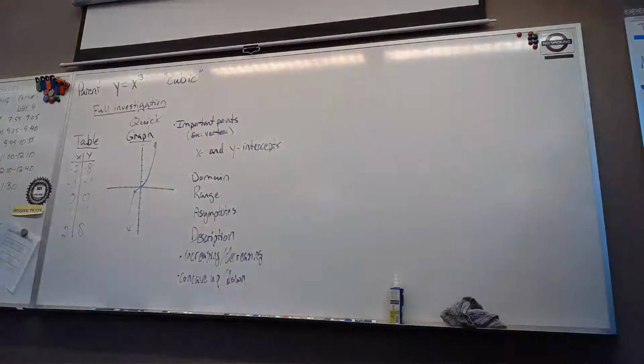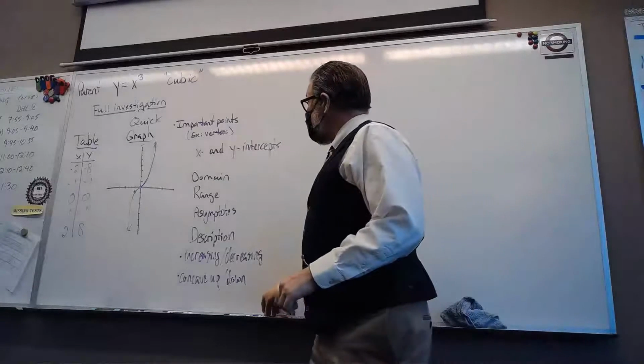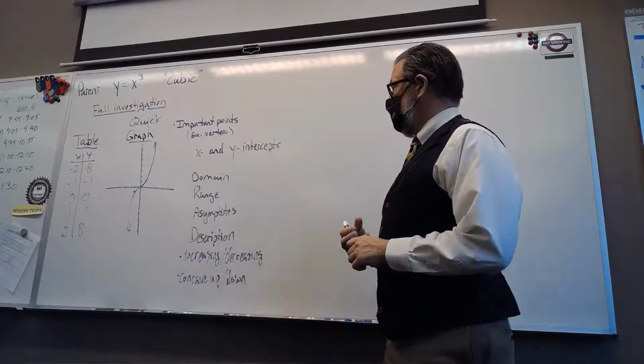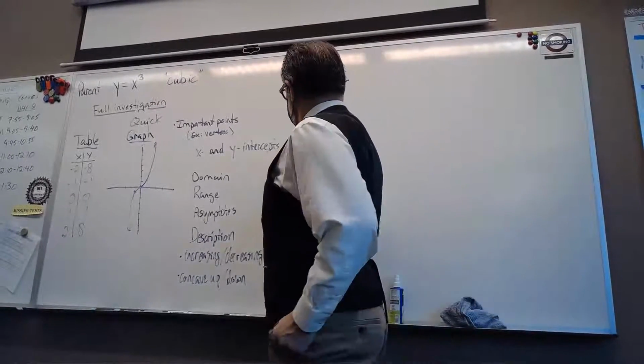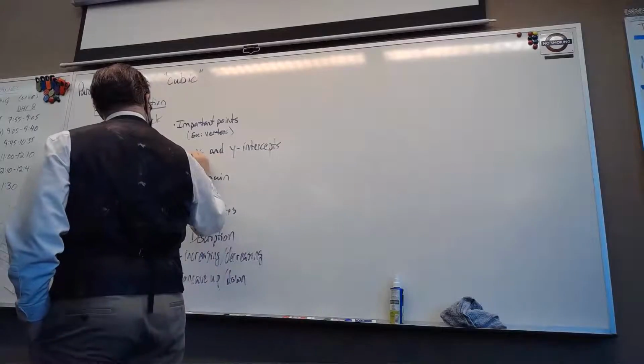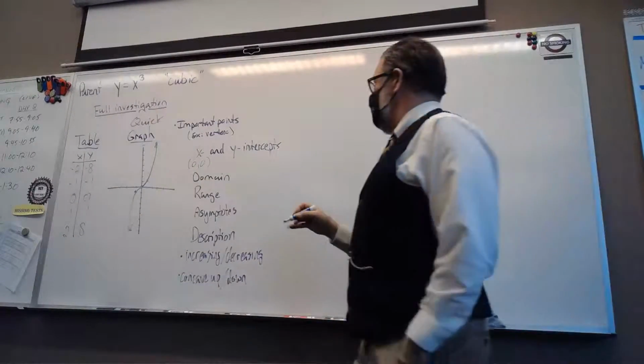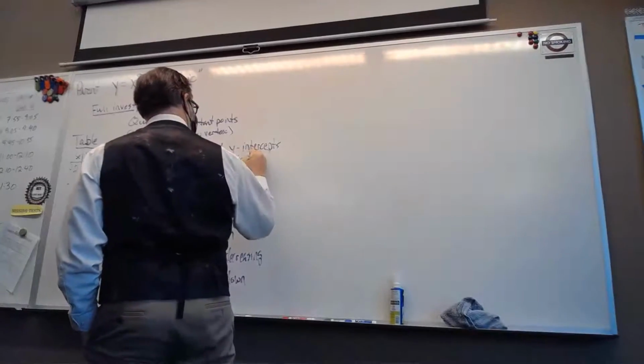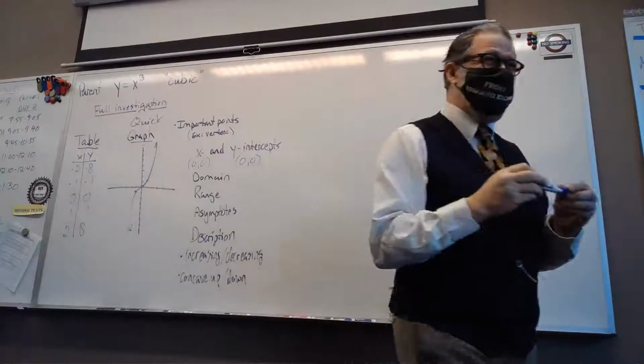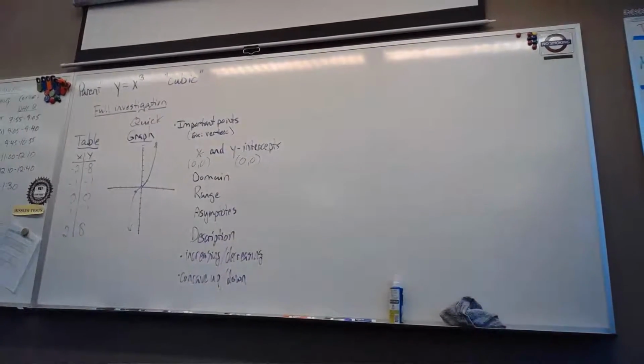All right, next. Tucker, pick one. X-intercept. Go. 0, 0. And since you're doing the x-intercept, why don't you do the y-intercept? 0, 0. Oh, wow. Crazy coincidence. Cool.